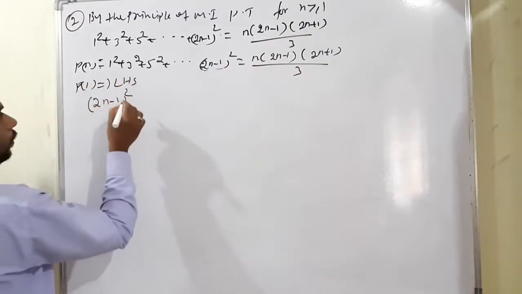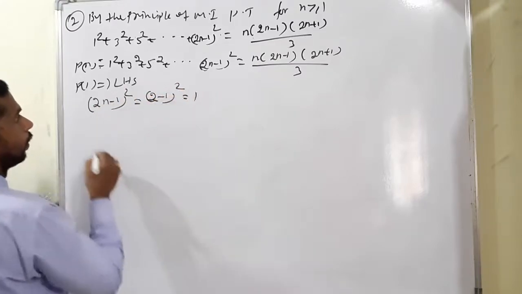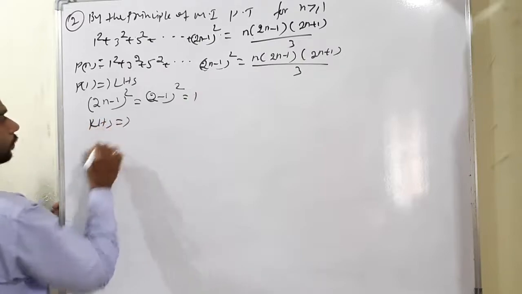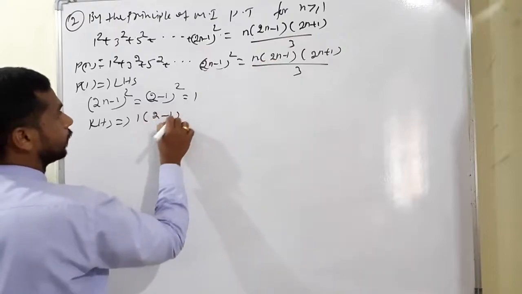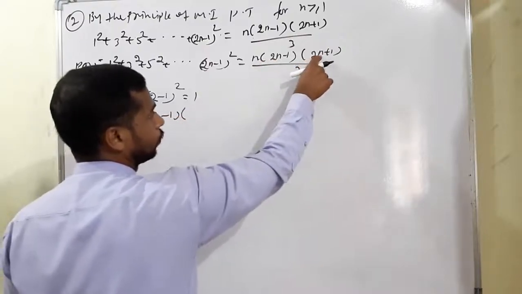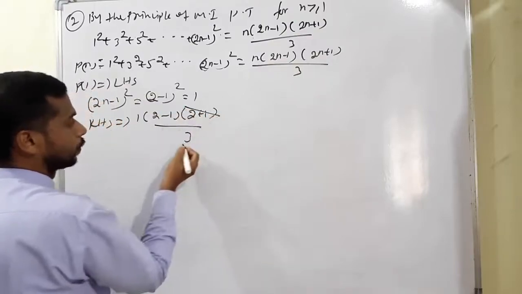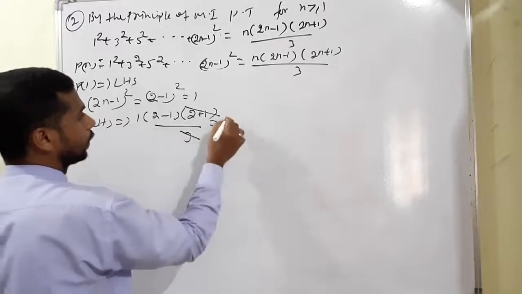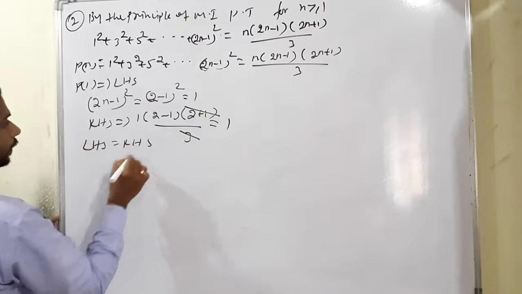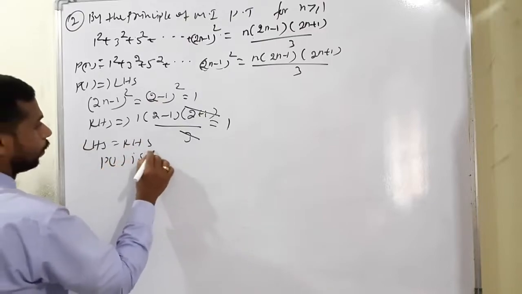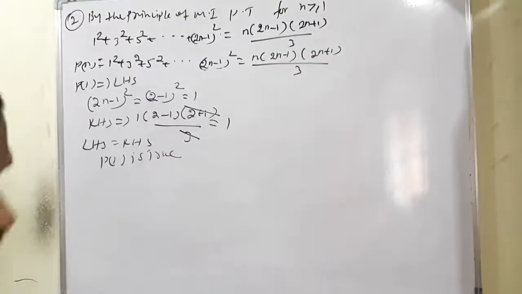Now apply for P of 1. LHS: (2n minus 1) the whole square, so 2 into 1 is 2, 2 minus 1 the whole square is only 1. Then RHS: 1 into (2 into 1 minus 1) into (2 into 1 plus 1), the whole term divided by 3. 2 plus 1 is 3, 3 cancels, so 1 into 1 gives the value 1. Therefore, LHS is equal to RHS, so we can say P of 1 is true. First condition is clear. Then we have to assume P of k is true.